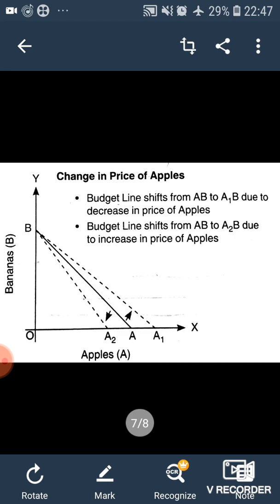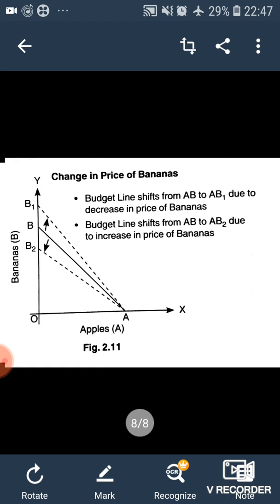apples. Okay, what will happen if there is a decrease in the price of apple? Affordability will increase, so we will move from point A to A1, and the budget line shifts from AB to A1B.